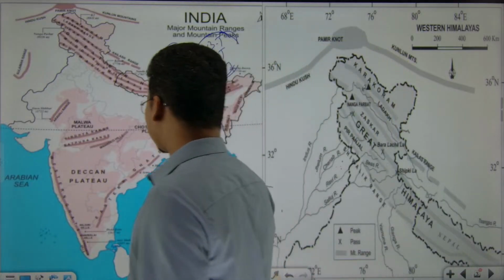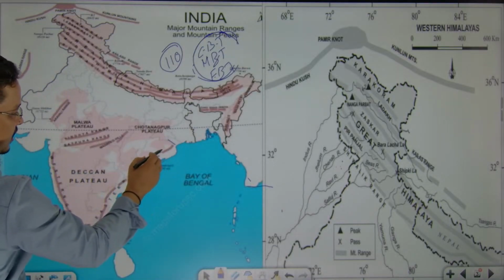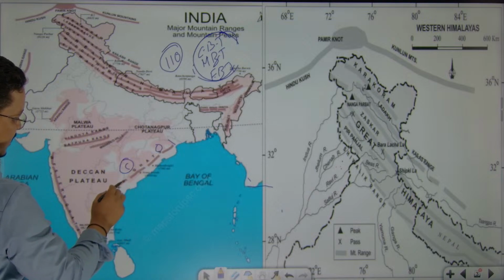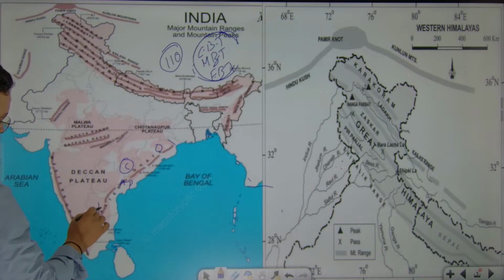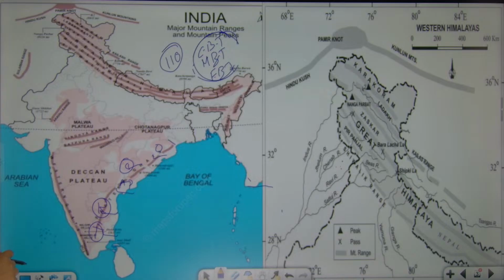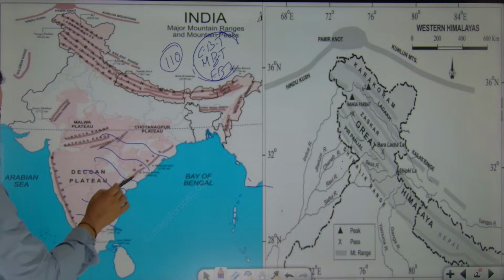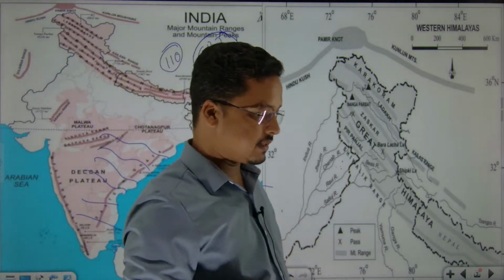Then comes the Eastern Ghat. The Eastern Ghat is more or less fragmented, starting from Odisha. It covers Odisha, Chhattisgarh, Andhra Pradesh, Karnataka, and Tamil Nadu. These are the states coming all the way in the Eastern Ghat, and this Eastern Ghat is highly dissected. Why? Because of the rivers. The Eastern Ghat is highly dissected because of the rivers, whereas the Western Ghat is continuous.